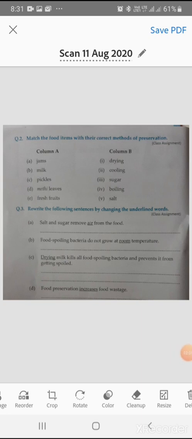Now your homework is to match the food items with their correct method of preservation, and rewrite the following sentences by changing the underlined words.